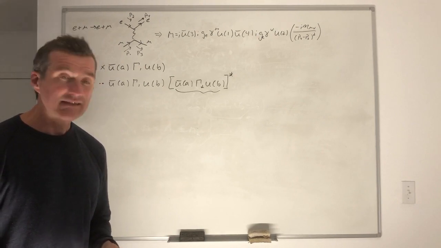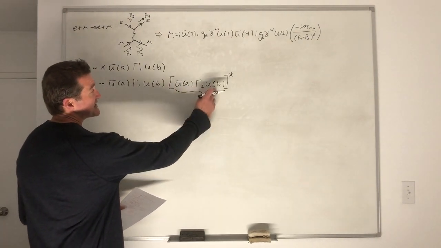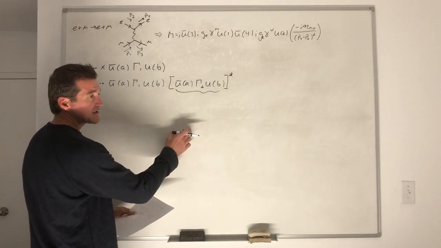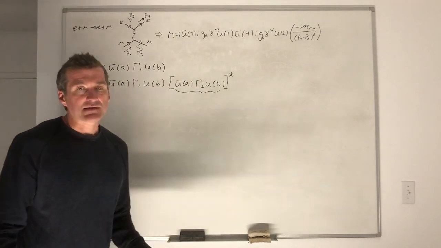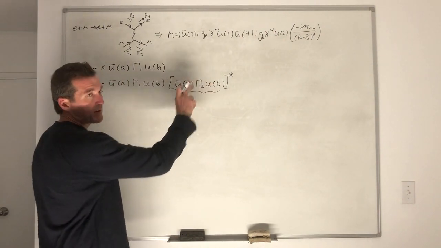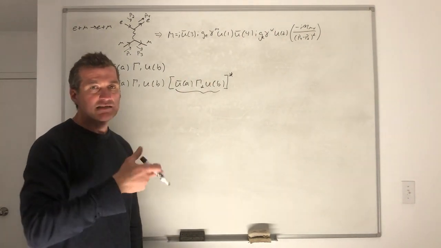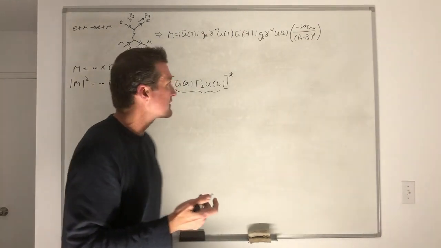Scalar. It's a scalar, right? This is an adjoint spinor. This is a spinor. When you combine an adjoint spinor with a spinor, you get a scalar. If you stick a matrix in between them, you still get a scalar. Well, that means that I can freely transpose this because it's a scalar. Transposing a scalar doesn't do anything to it.